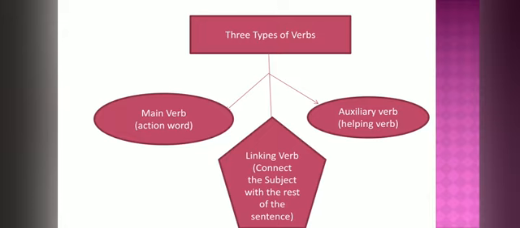There are three types of verbs: main verb, auxiliary verb, linking verb. Main verb is otherwise called action words. Auxiliary verbs are otherwise called helping verbs. The linking verbs connect the subject with the rest of the sentence.